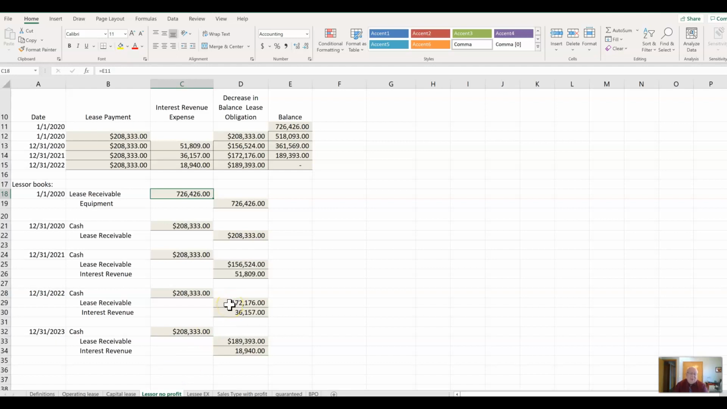But that's how you do this one. It's done the same way. This is the lessor's books with no profit. Also sometimes called a financing lease. Sometimes it's called a sales type lease with no profit.